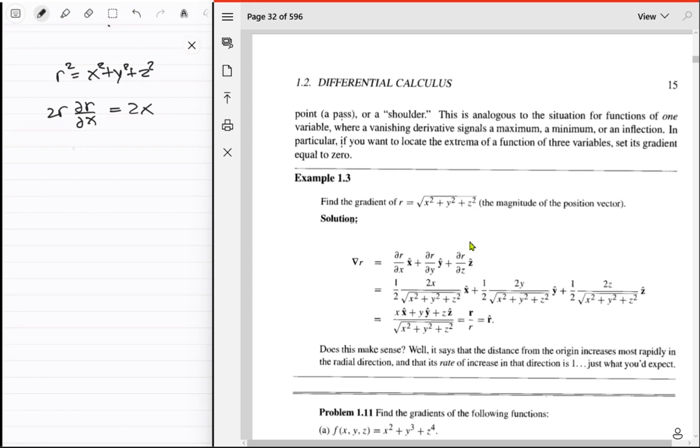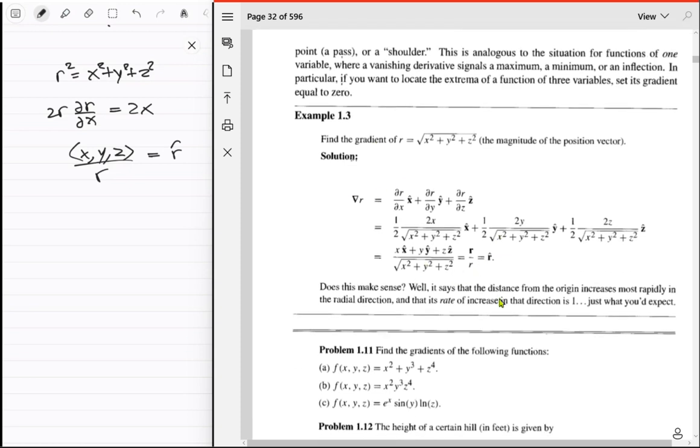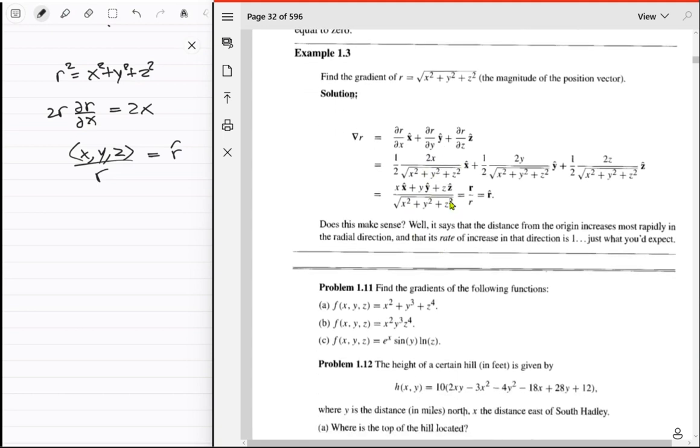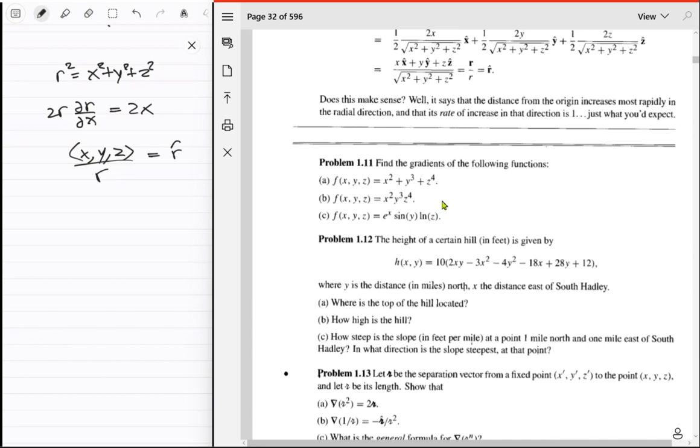So basically what you get is x, y, z, and that upon r. And this is just the r vector. So this happens to be r hat. So r hat is the gradient of this, which is exactly what they got. Instead, they just did the whole thing. Same stuff. You get x upon r. This whole thing is just r, right? Okay.